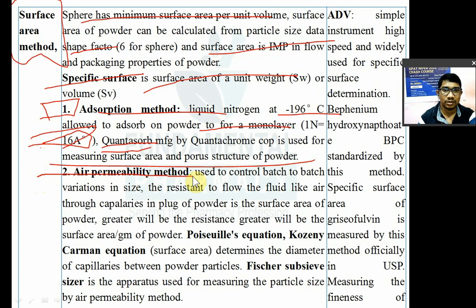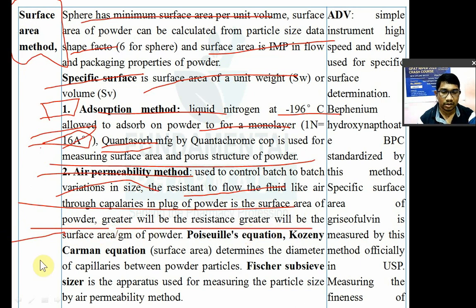Second method is the air permeability method. It is also used to control the batch to batch variation in the particle size. Resistance to the flow of a fluid like air through capillaries in a plug of powder is related to the surface area of powder. The greater the resistance, the greater the surface area per gram of powder. There are two equations: Poiseuille's equation, by which you can get particle size, and Kozeny-Carman equation, by which you can get surface area.